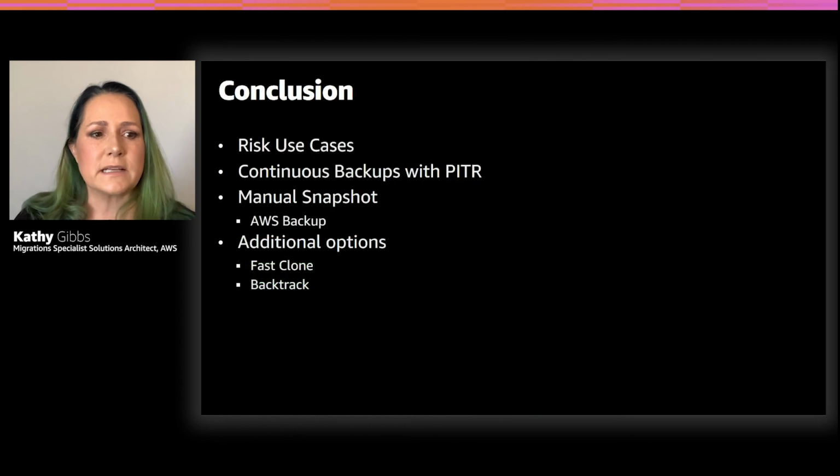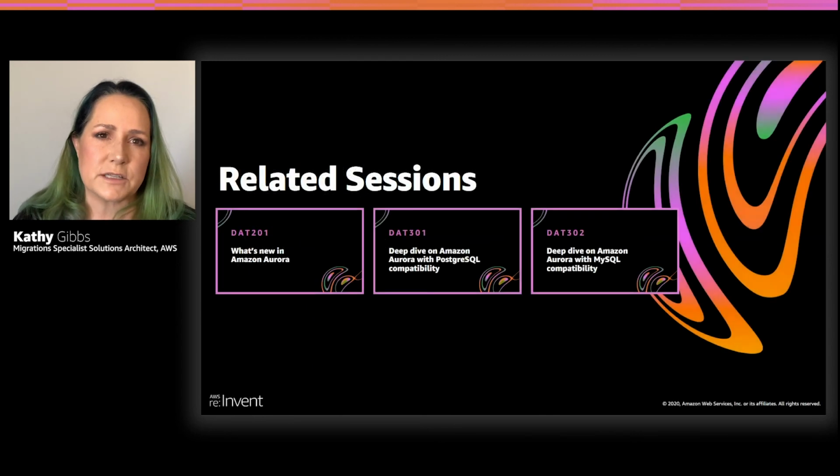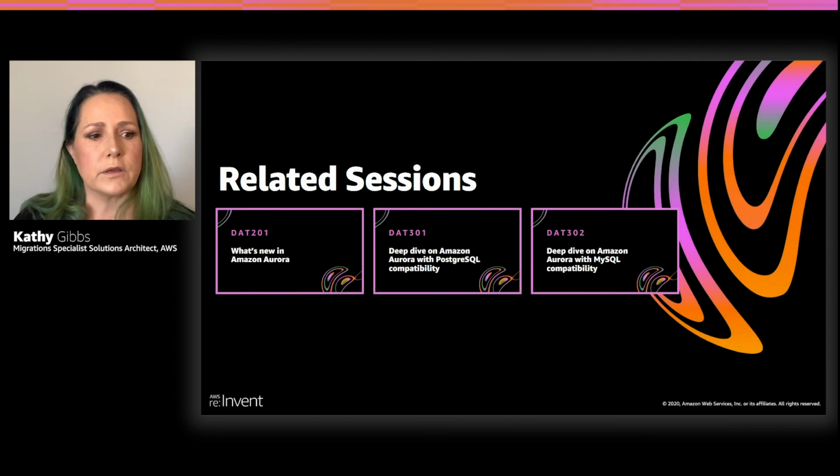Okay, so we talked about those risk use cases and how you can mitigate those risks on top of just using backups, especially using fast clone, and how you can use Backtrack to help you out. There are a couple of related sessions if you're interested in finding out more about Aurora. You can do DAT 201, 301, or 302, and I recommend you do that.